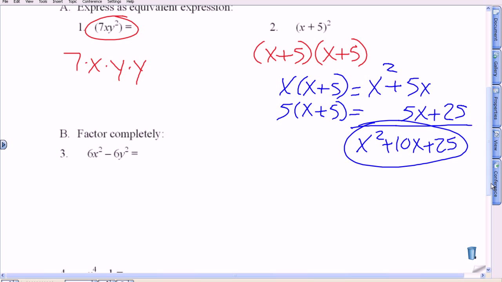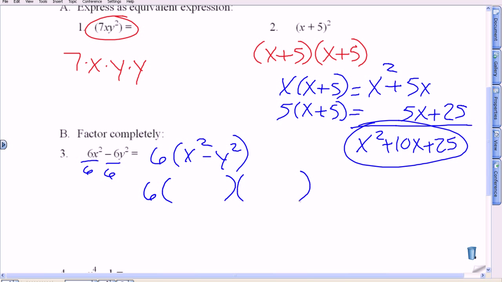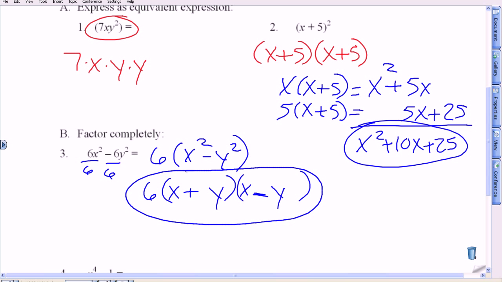Step 1 is to identify a GCF, and you can see that there is a 6 in both terms. So this becomes 6 times x squared minus y squared. Then we take a look at the parentheses. I can take the square root of x squared. It is x. I can take the square root of y squared. It is y. And there's a minus sign. That is difference of two squares. So I do the difference of two squares. Square root of x squared, square root of y squared, plus minus in there. And that is factored completely.